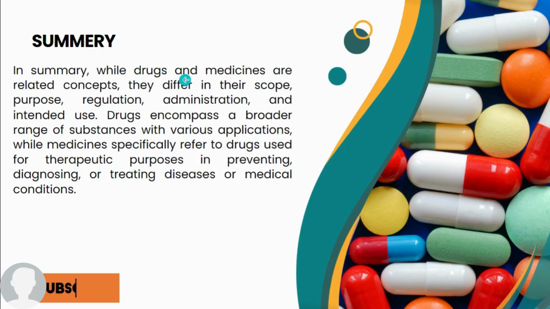In summary, while drugs and medicines are related concepts, they differ in their scope, purpose, regulation, administration, and intended use. So we have five parameters: scope, purpose, regulation, administration, and intent of use. A drug encompasses a broader range of substances with various implications, while medicine specifically refers to drugs used for therapeutic purposes. Very simple and precise definition: a drug used for therapeutic purposes is medicine. What are the purposes of medicine? It is the prevention, diagnosing, and treating of disease or medical conditions.